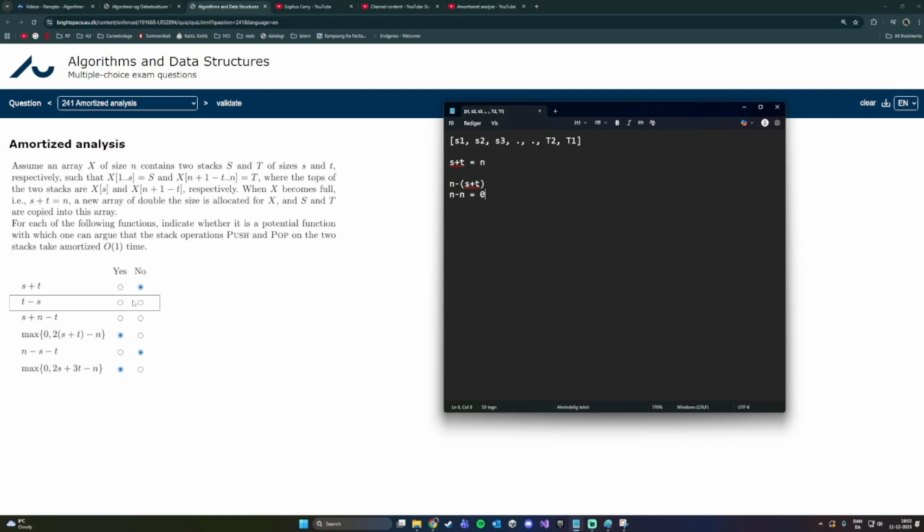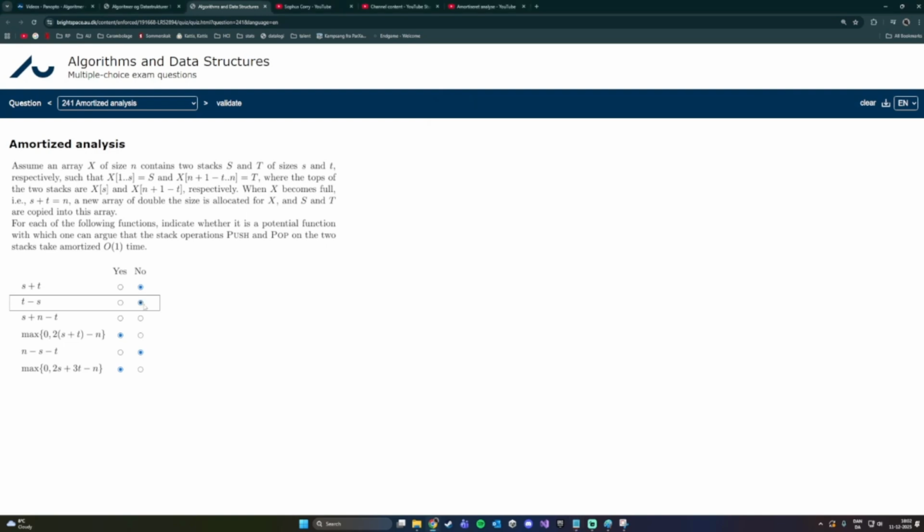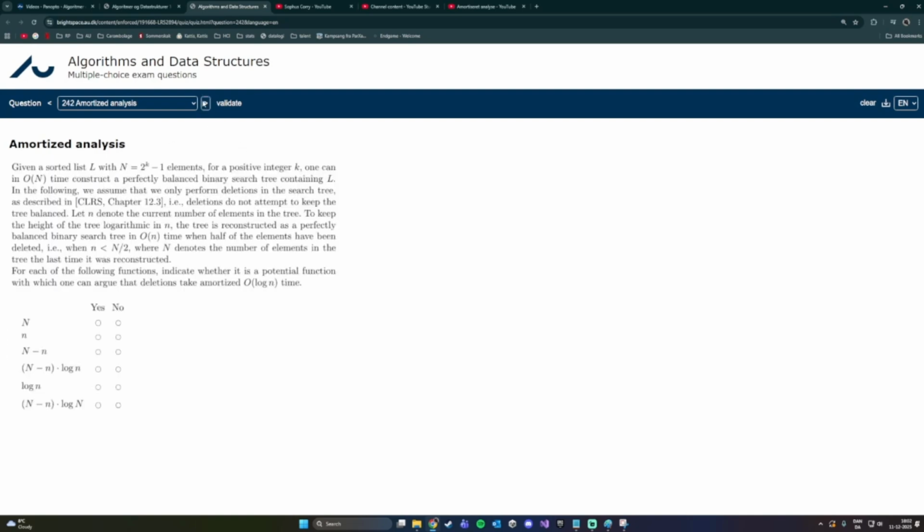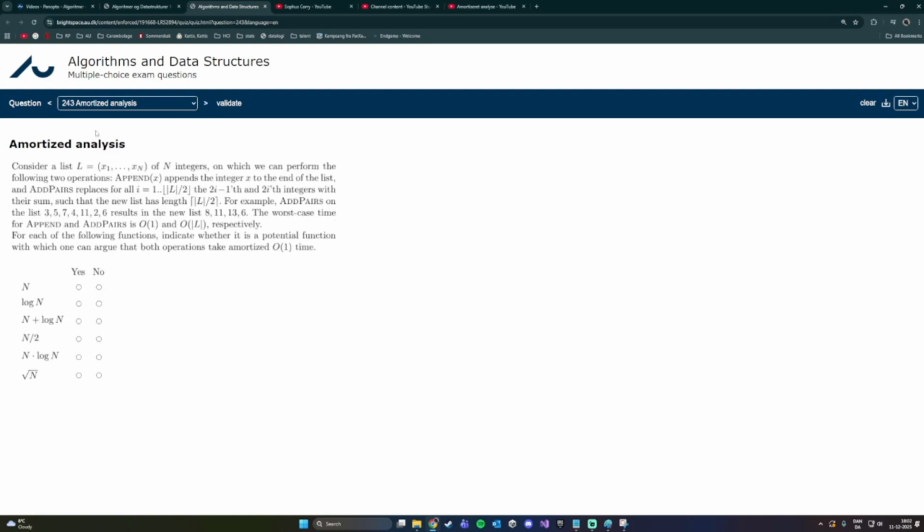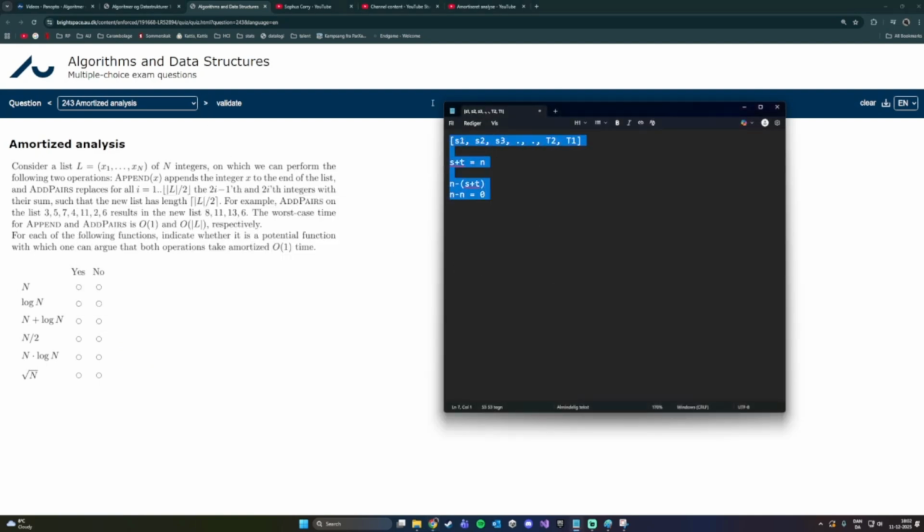Now t minus s, that means it's the size of one stack minus the other one. It doesn't really make sense, I don't know where that comes from. And this one also doesn't really make sense. So we solved this one, and we might have just guessed that the ones with the max in them were good, but we can also do it more systematically. Let's look at another one. Yeah, this one might be good.